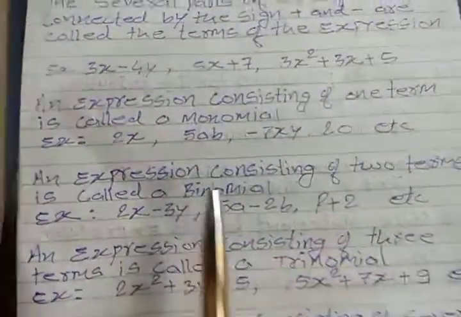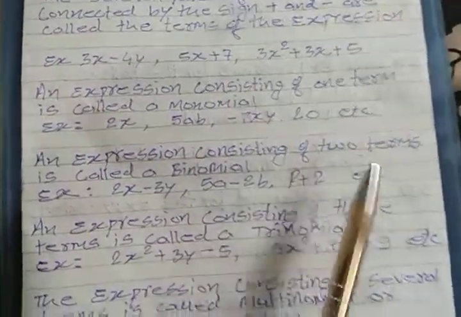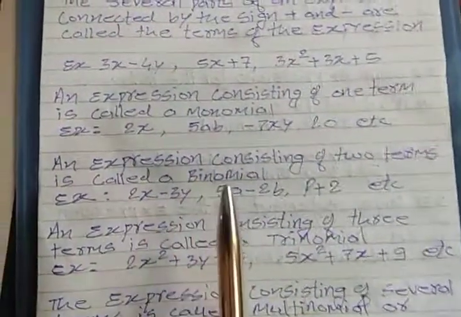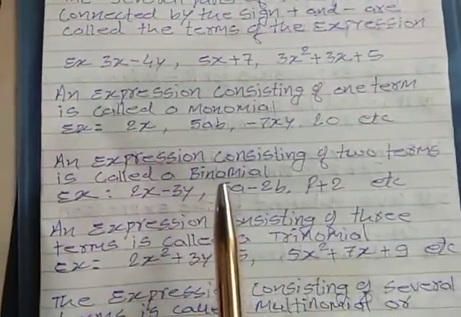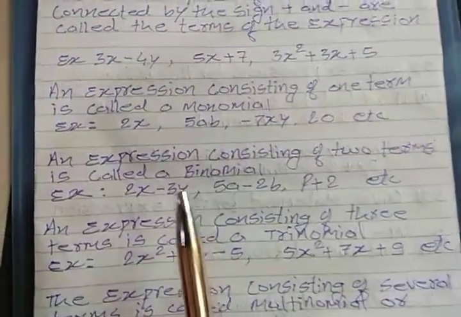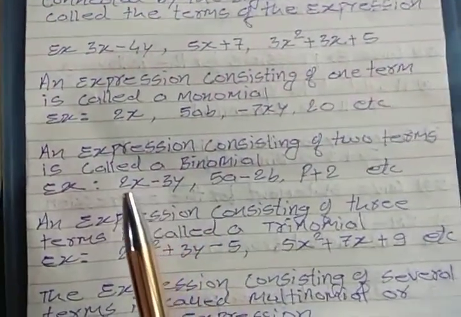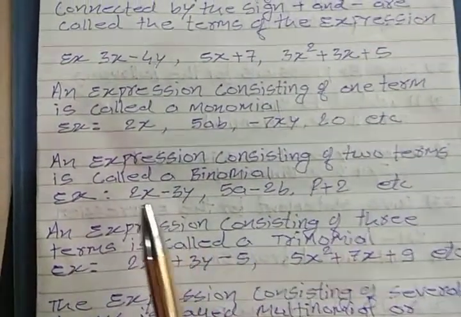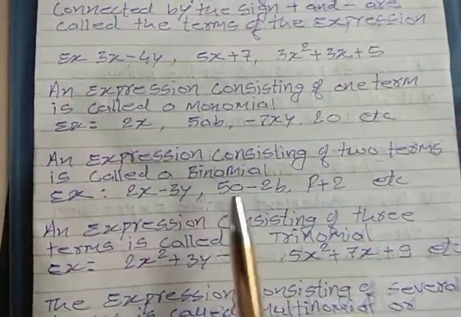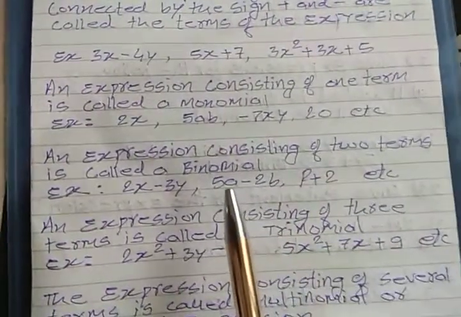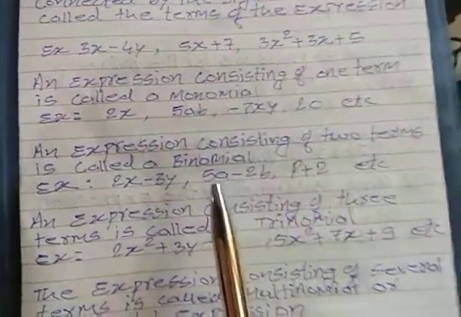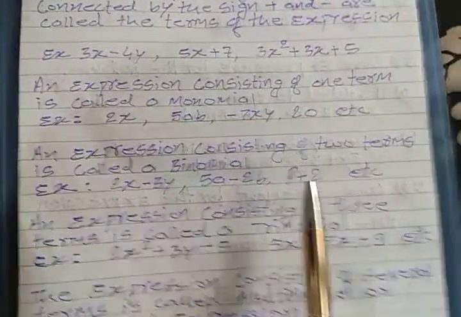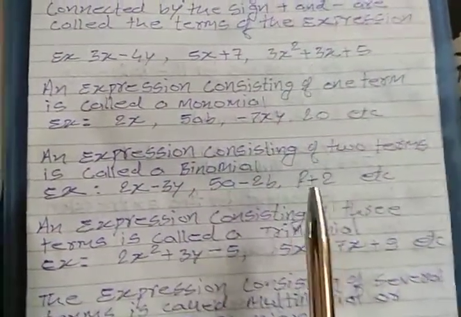An expression consisting of two terms is called a binomial. If two terms are there, that is called a binomial. Here we have 2x minus 3y. Here two terms, 2x and 3y. So this is called a binomial. 5a minus 2b, 5a and 2b. So these are binomials. p plus 2: two terms, p and 2.